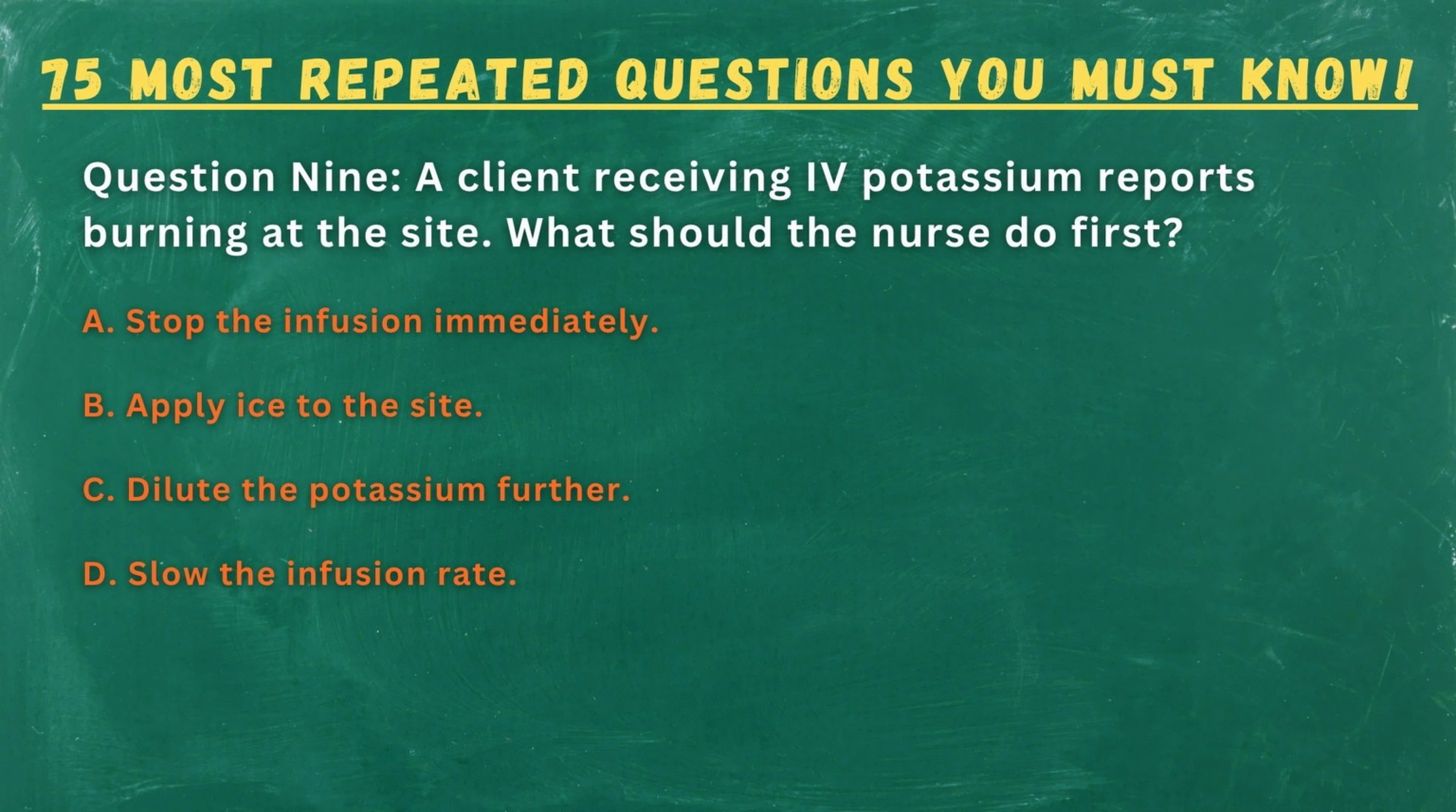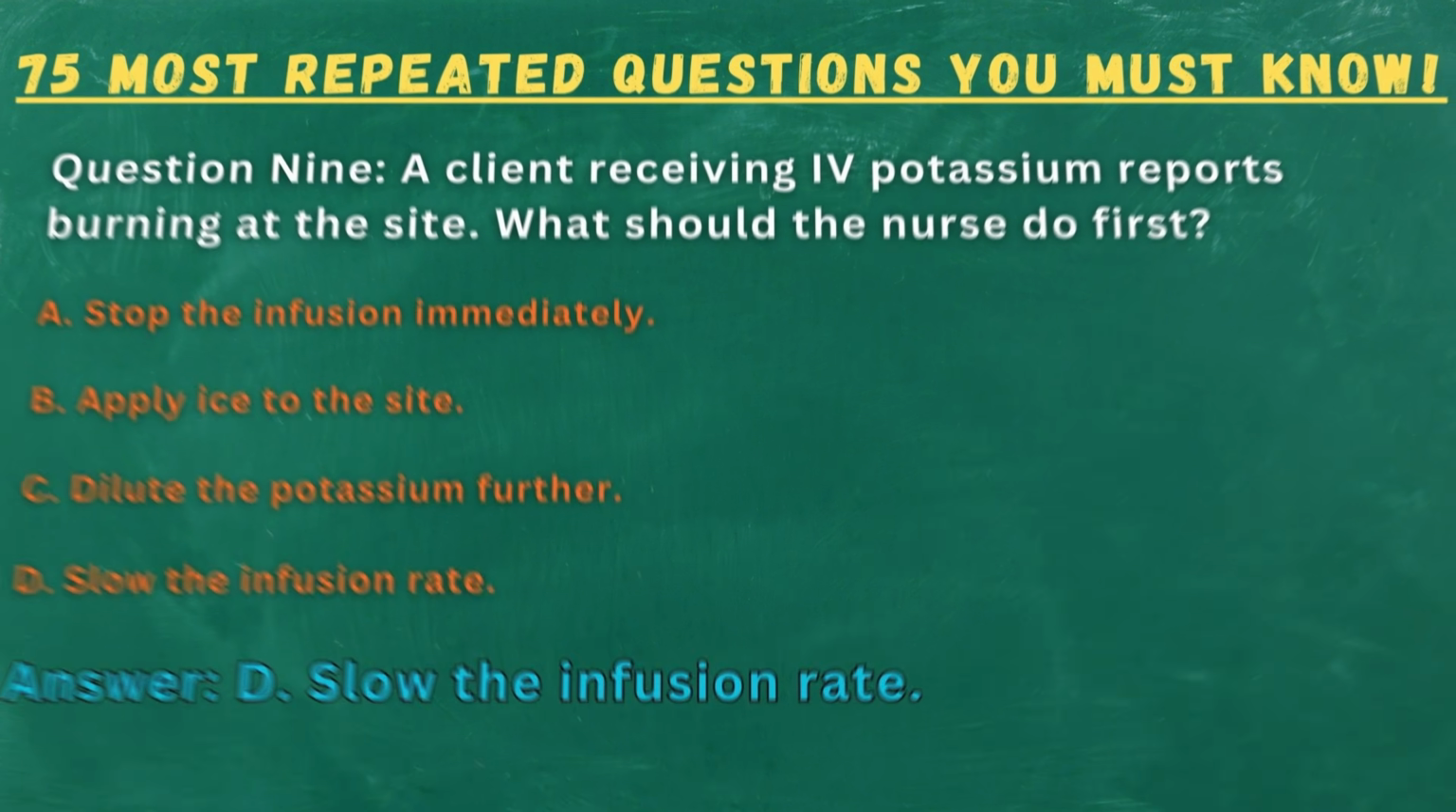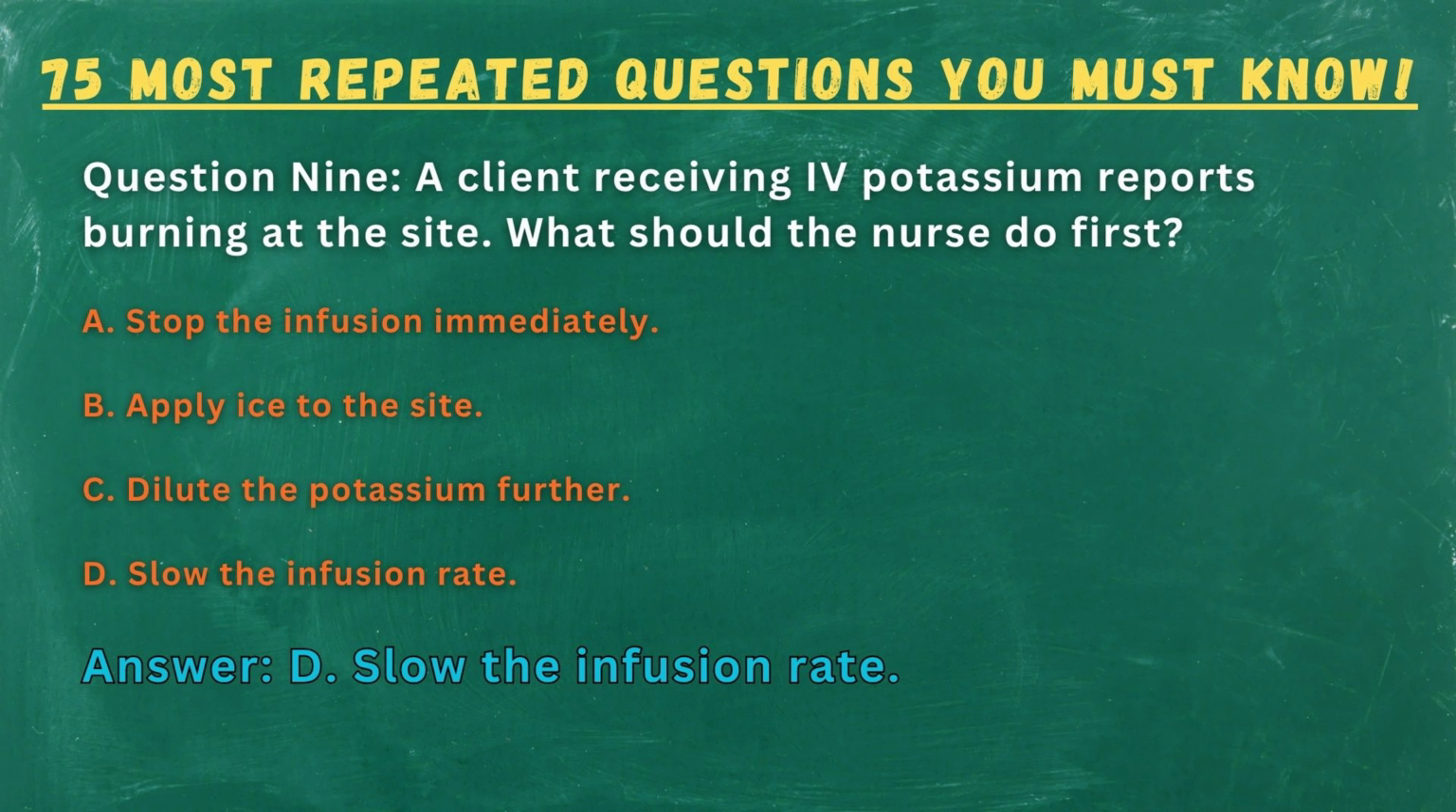Question 9. A client receiving IV potassium reports burning at the site. What should the nurse do first? A. Stop the infusion immediately. B. Apply ice to the site. C. Dilute the potassium further. D. Slow the infusion rate. Answer. D. Slow the infusion rate.